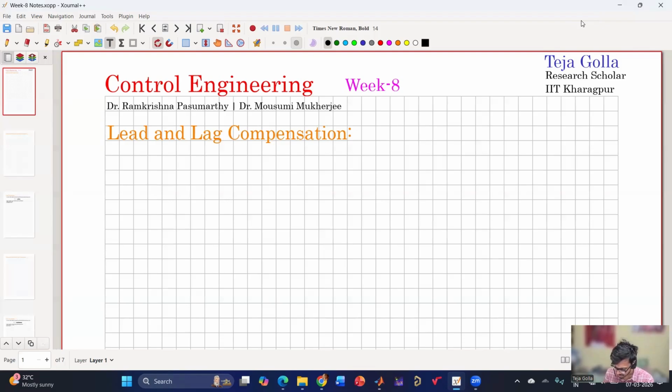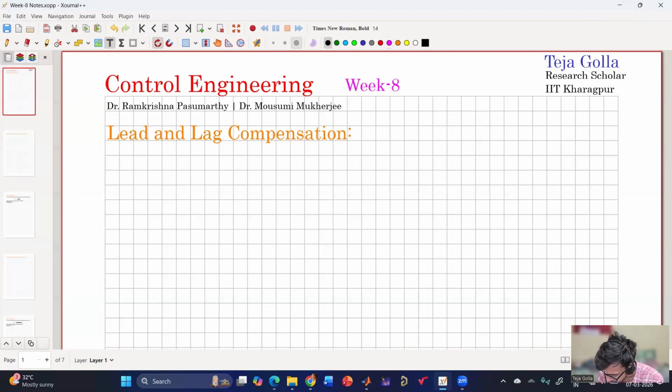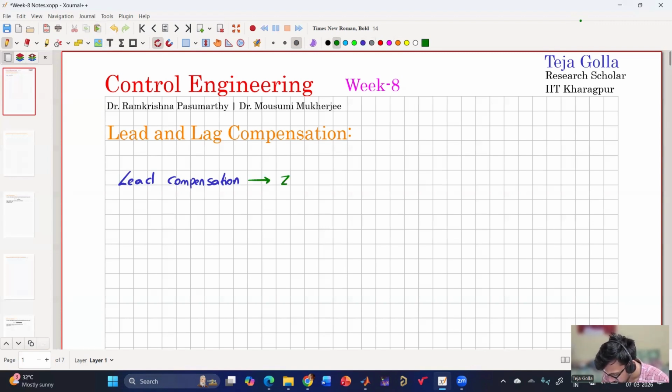So last week we discussed lead as well as lag compensation. We said that lead compensation means phase lead. If you forget or get confused, you can always remember it this way. Let me draw lead compensation. The word lead says the phase should lead. So when will it lead? The zero should come first, then the pole.